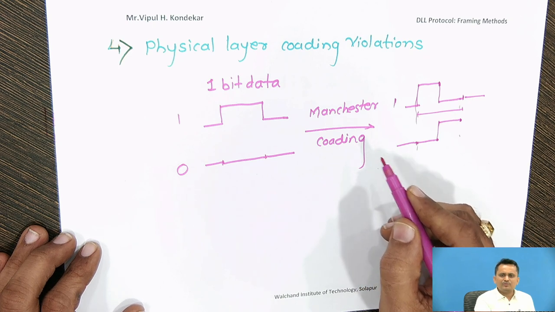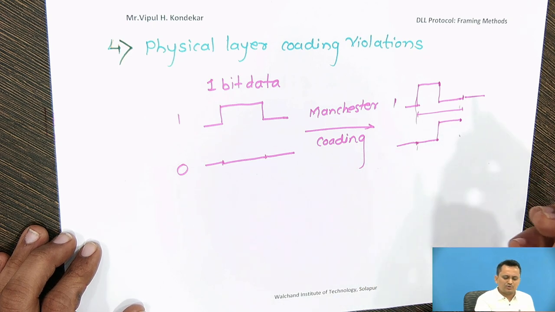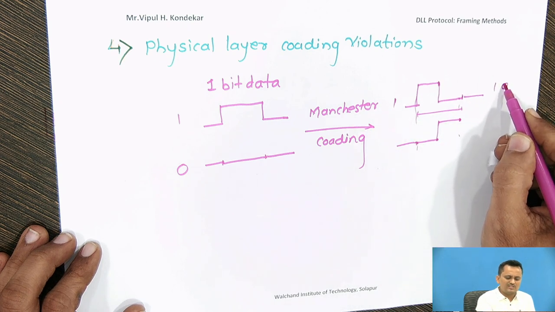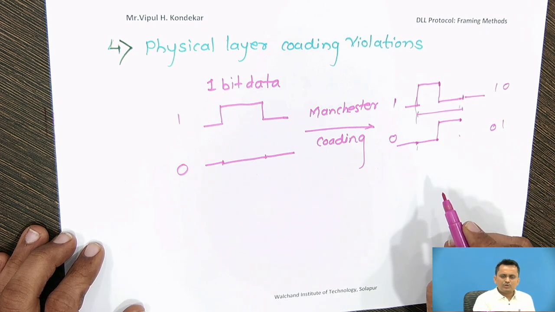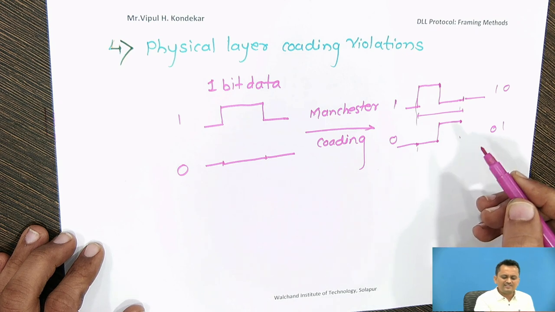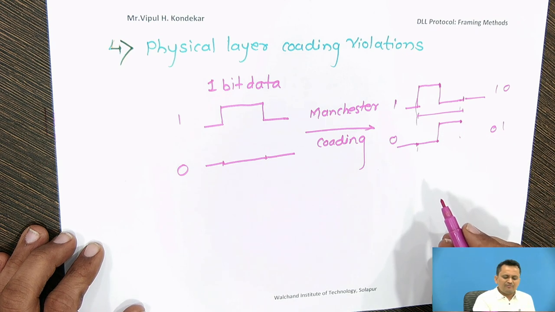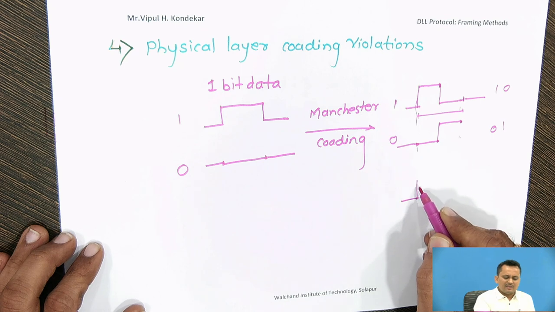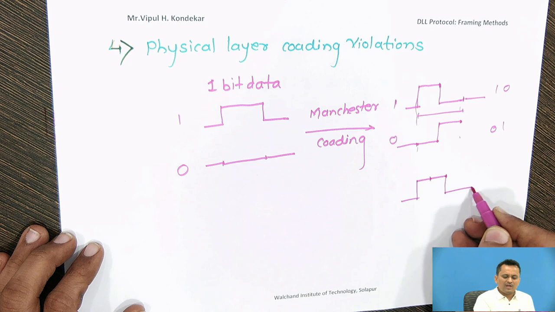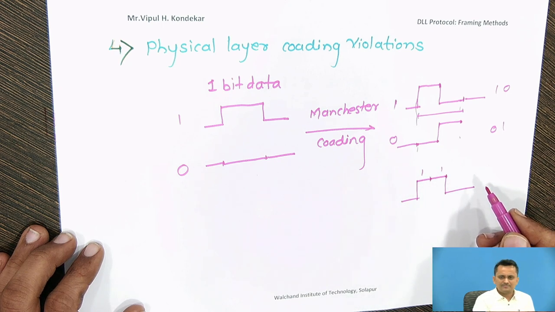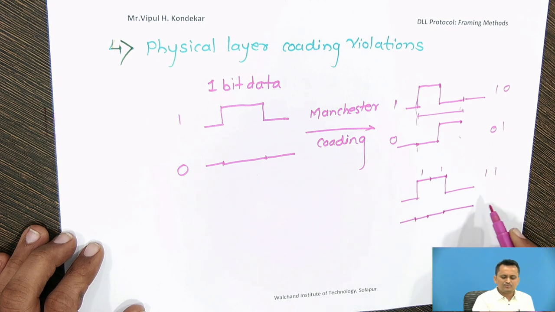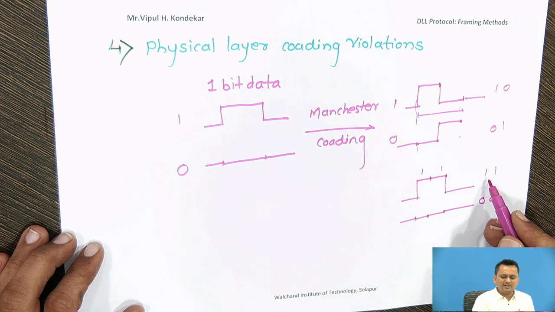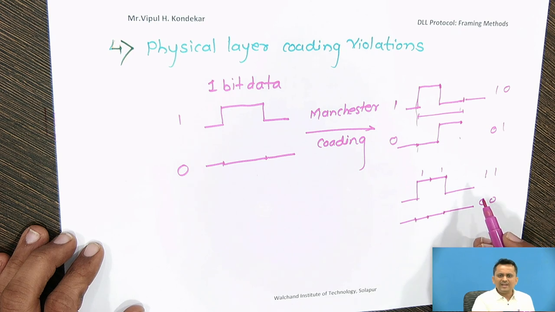But what we can do is have violation of these coding techniques. Though you are sending 1, what actually gets sent is 1, 0. Though you are sending 0, what actually gets sent is 0, 1. So to have this framing, we violate this coding, where the start of the frame may be indicated by 1 appearing for the whole bit interval, so that will be 1, 1, or it may be 0, 0. So if you are using Manchester coding and in a bit interval you find 1, 1 or 0, 0, it indicates that this is the start or end of the frame.